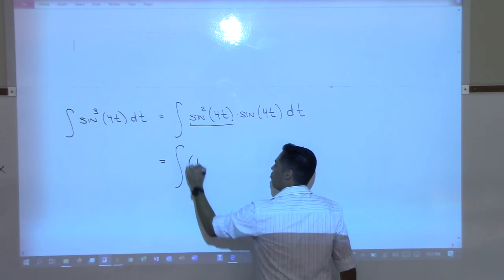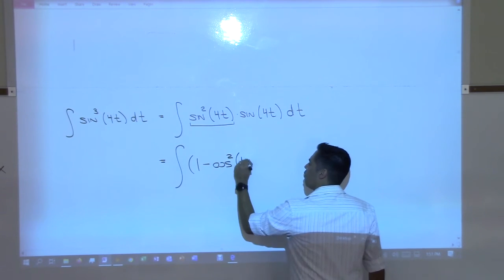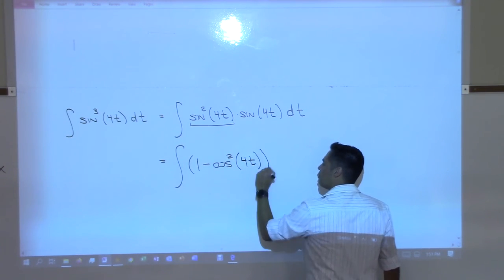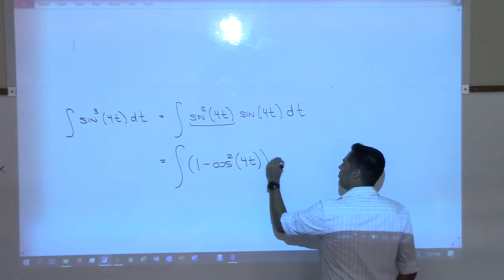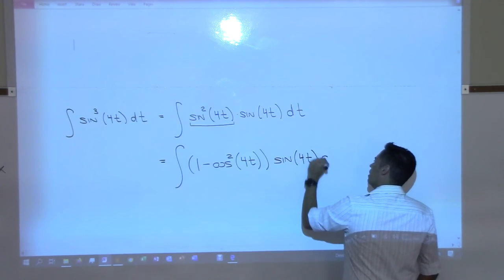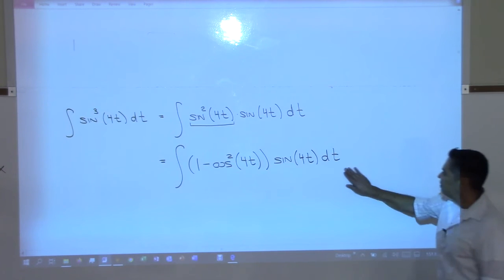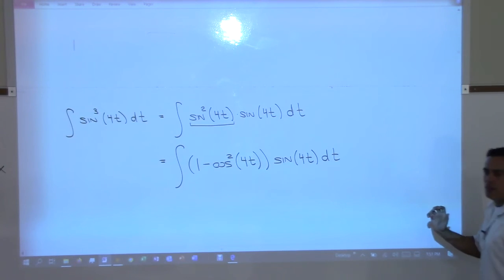In parentheses, right? 1 minus cosine squared of 4t, close the parentheses. That's sine squared of 4t rewritten in terms of cosine. And then we still have next to it what? Times sine 4t dt. Okay. Does that make sense? Yes. Now, why do we do that? That's the next question. Why did we do that?